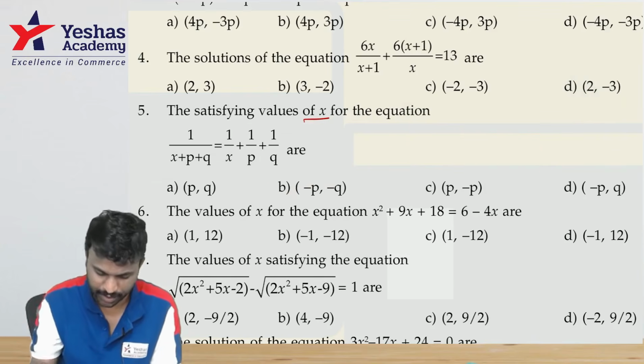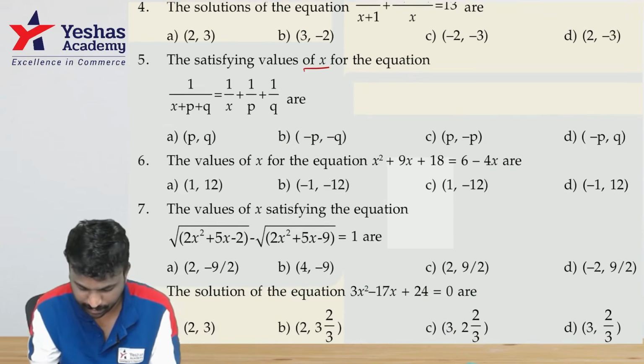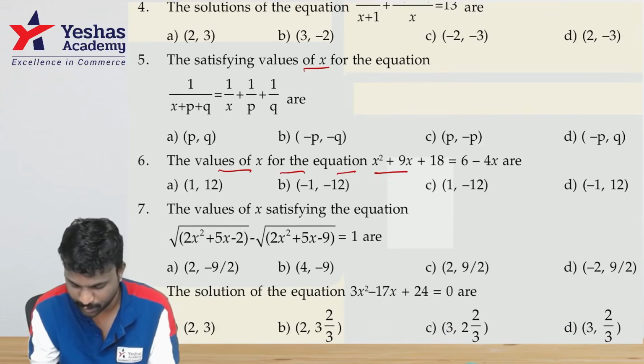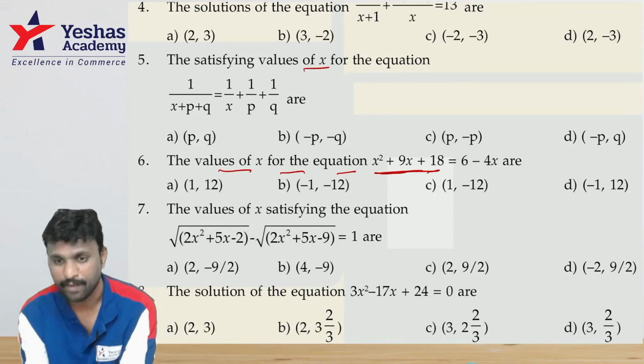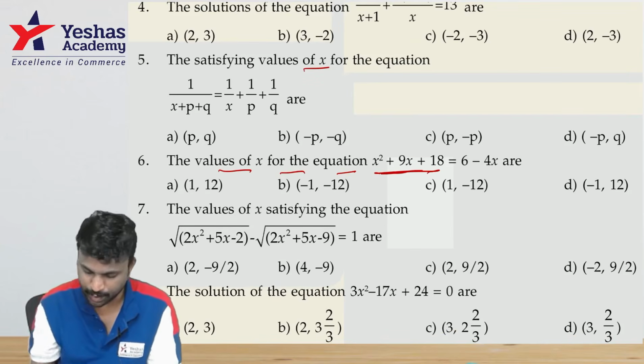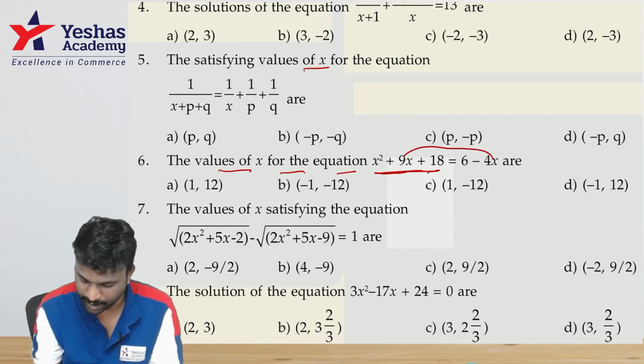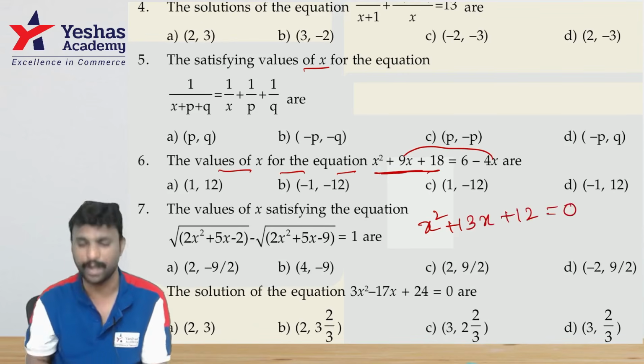Moving on to the next question, that is question number 6. The values of x for the equation x square plus 9x plus 18 equal to 6 minus 4x. First of all, we'll combine x terms together. Minus 4x comes to this side, becomes plus 4x. So 13x it would be, and plus 12, because 18 minus 6 is 12, equal to 0.